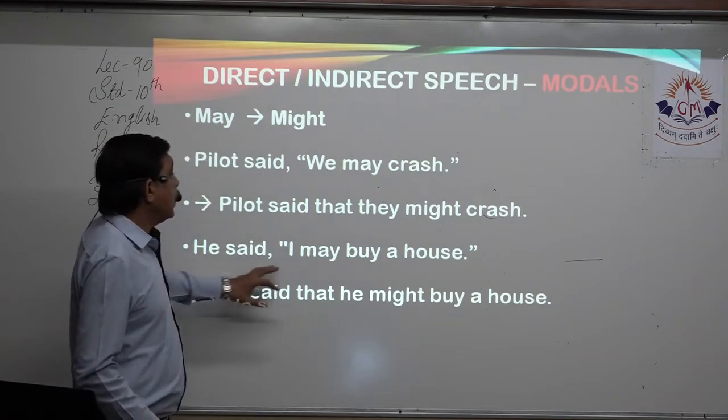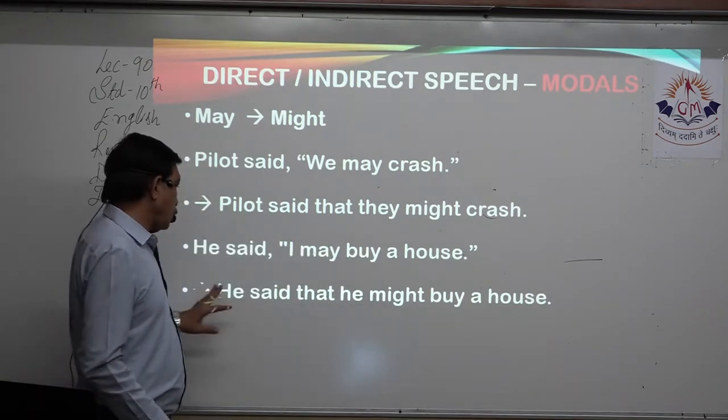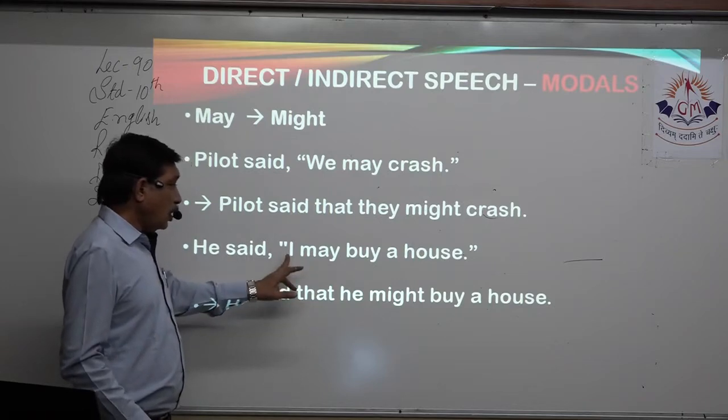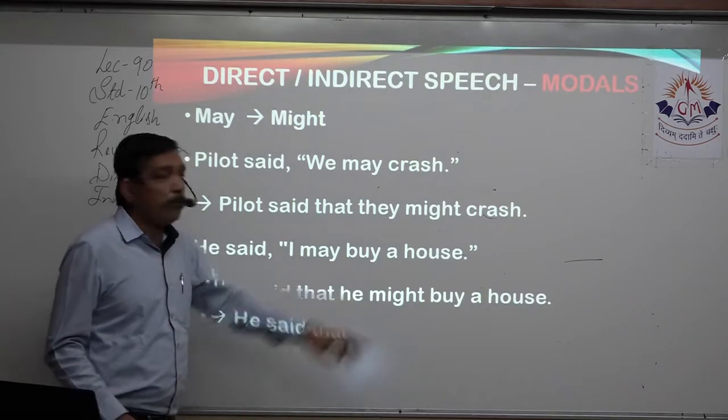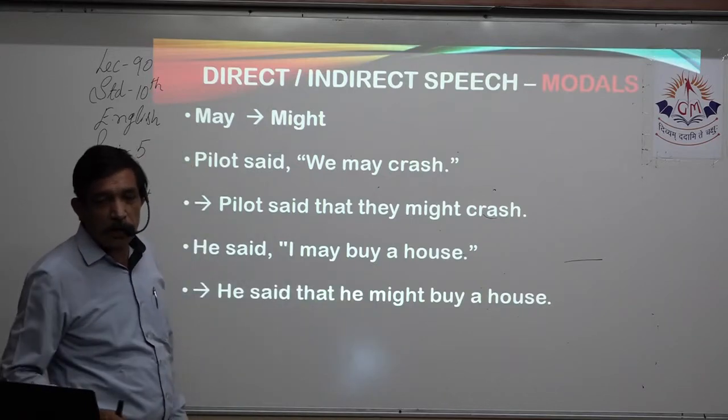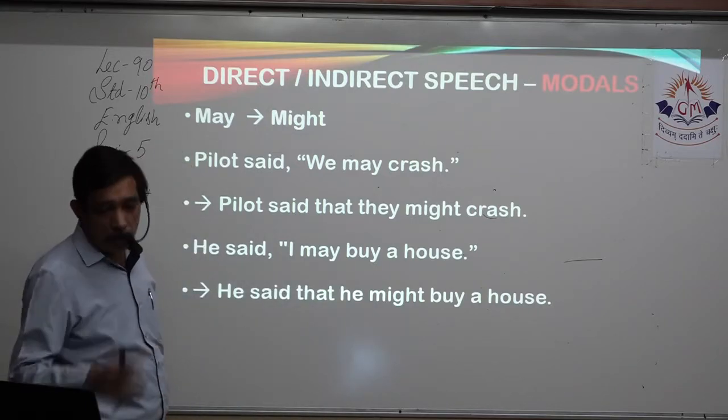Right? He said, "I may buy a house." He said that, I becomes he, may becomes might. So he said that he might buy a house. The rest of the sentence falls as it is because here there is nothing else to change.